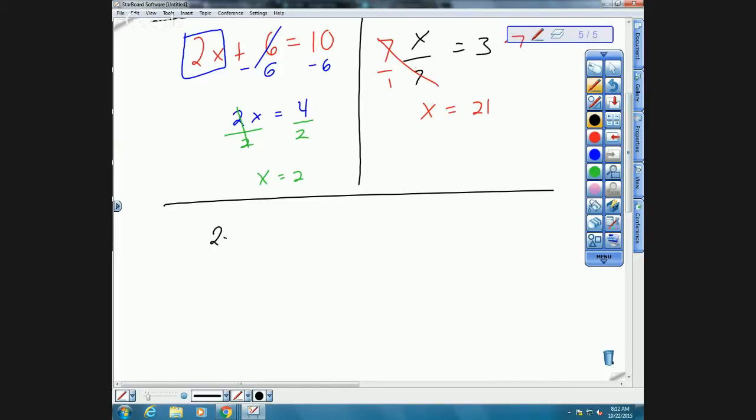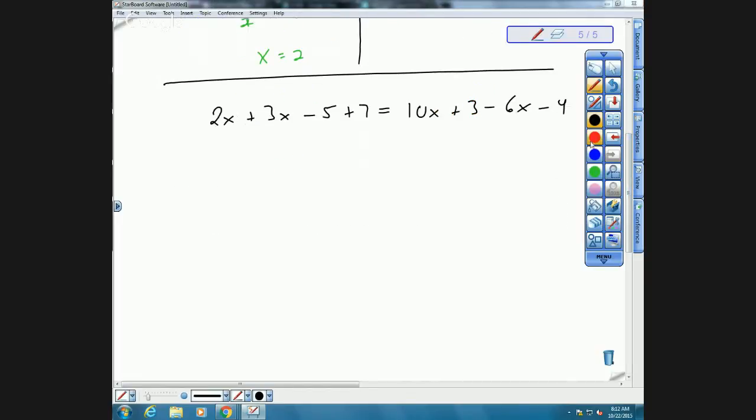All right, what if you have multiple terms on both sides, though, like this? So the first thing I want to do is just look at one side, just focus on one side. If I'm just looking at the left side, I can put the 2x and 3x together, which would be 5x. I can also put the negative 5 and 7 together, which would be positive 2. Can't put anything else together, so I'm done on that side. On the right side, I could put the 10x and 6x together, so that would be 4x, and then the 3 and negative 4 together, which would be negative 1. So now I've simplified as much as I can on the left side and the right side.